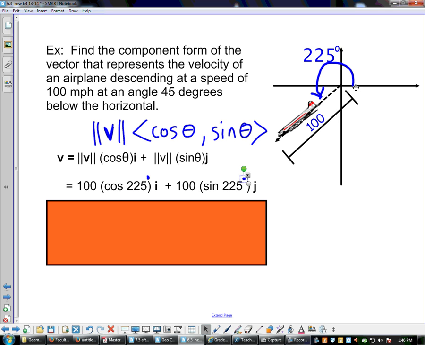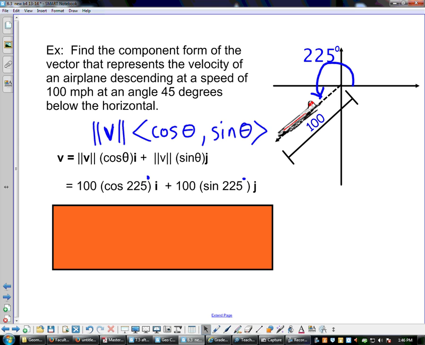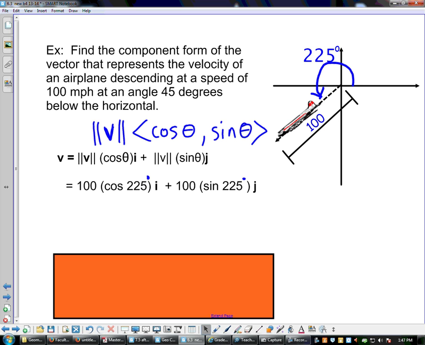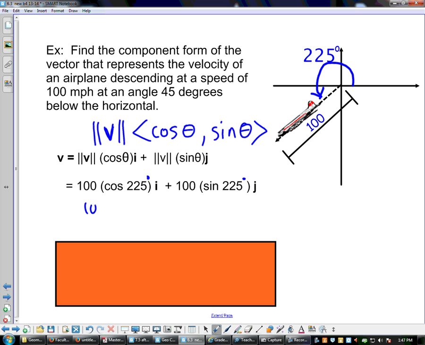All right. So what is the cosine of 225 degrees? Picture the unit circle. Isn't that like 5 pi over 4? Negative. Yeah, so negative. All right, so we get 100 times negative square root of 2 over 2 i plus 100 times, what about the sine of 225? Same? Negative, so negative square root of 2 over 2 j.